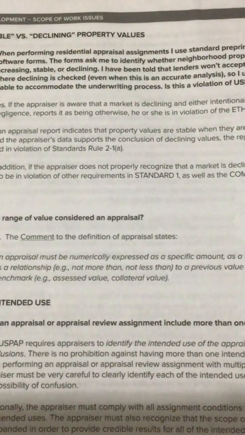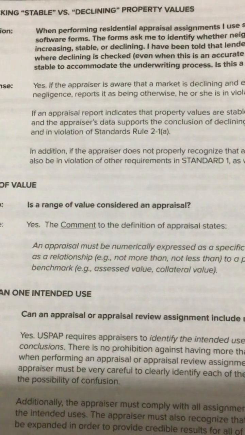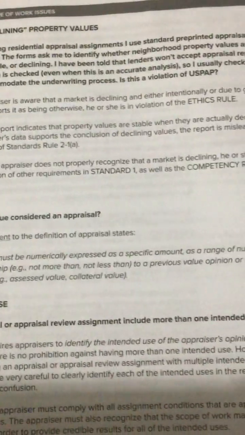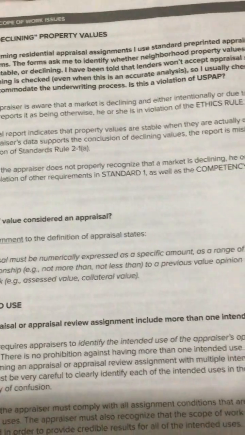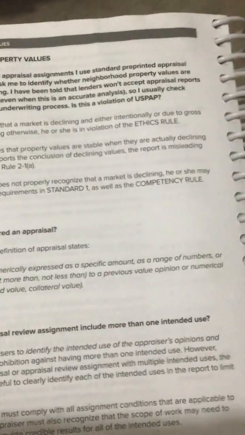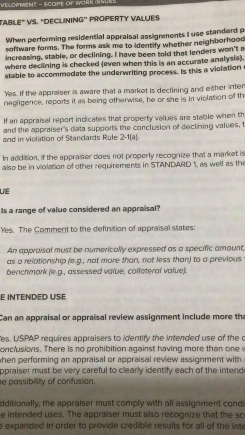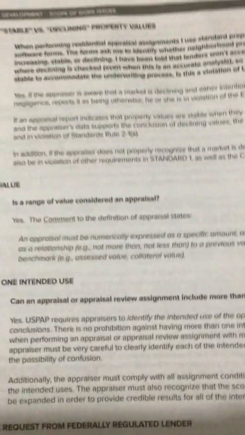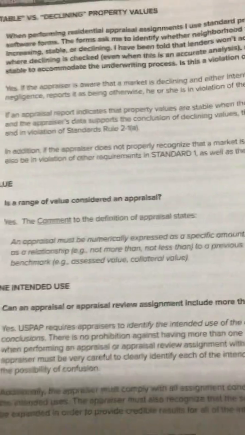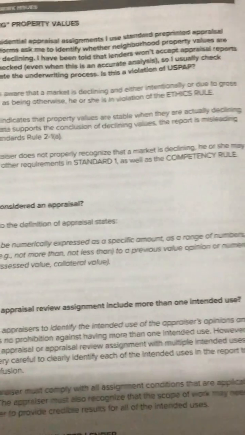it as being otherwise, he or she is in violation of the ethics rule. If an appraisal report indicates that property values are stable when they are actually declining, and the appraiser's data supports the conclusion of declining values, the report is misleading and in violation of Standards Rule 2-1A. In addition, if the appraiser does not properly recognize that a market is declining, he or she may also be in violation of other requirements in Standard 1, as well as the competency rule.